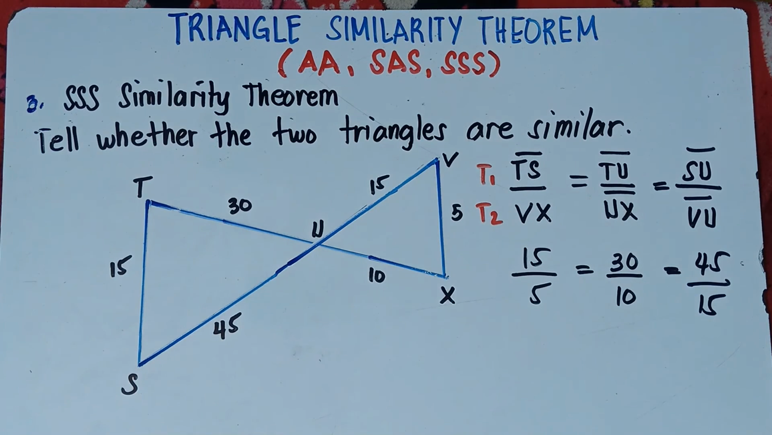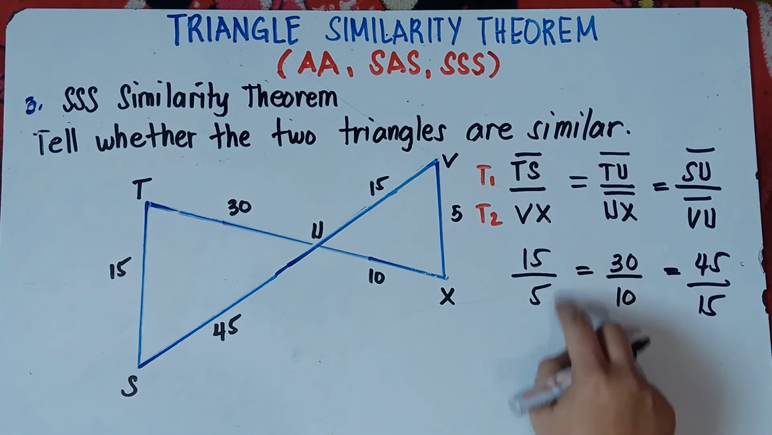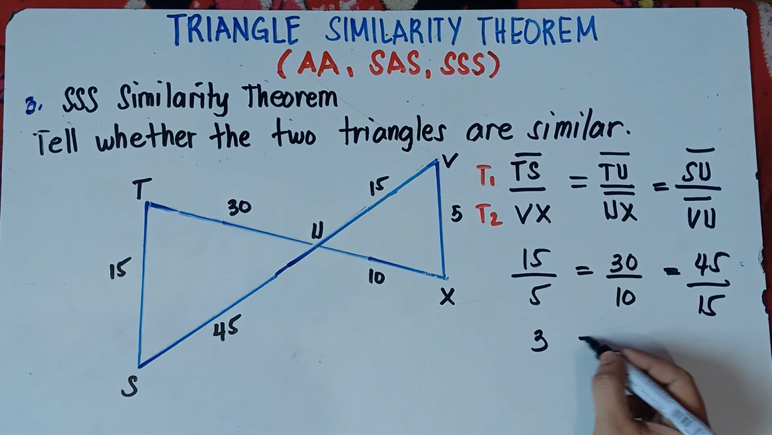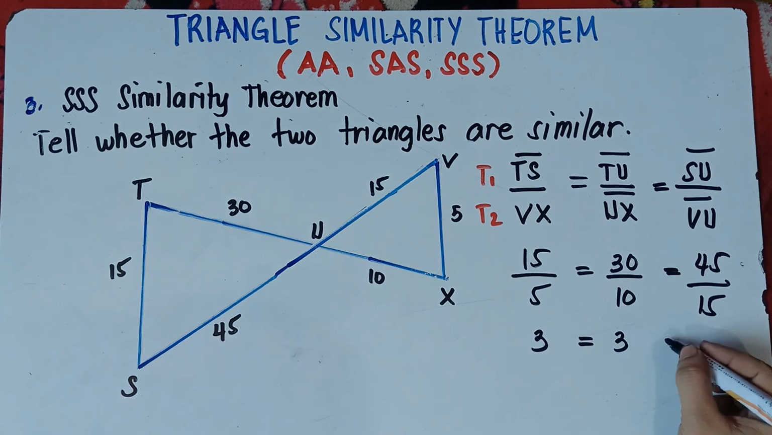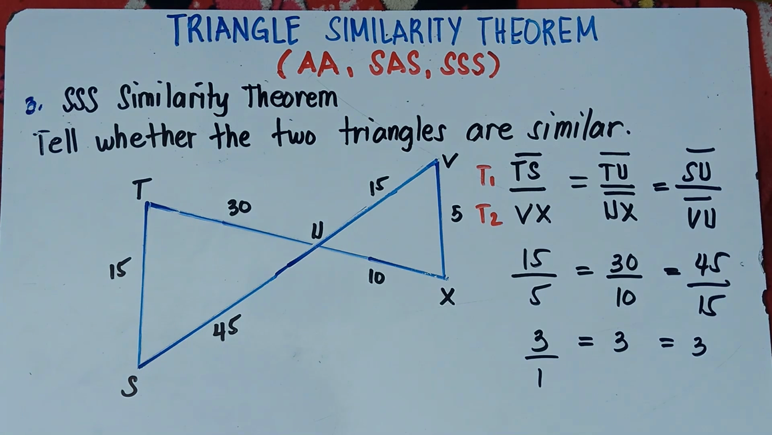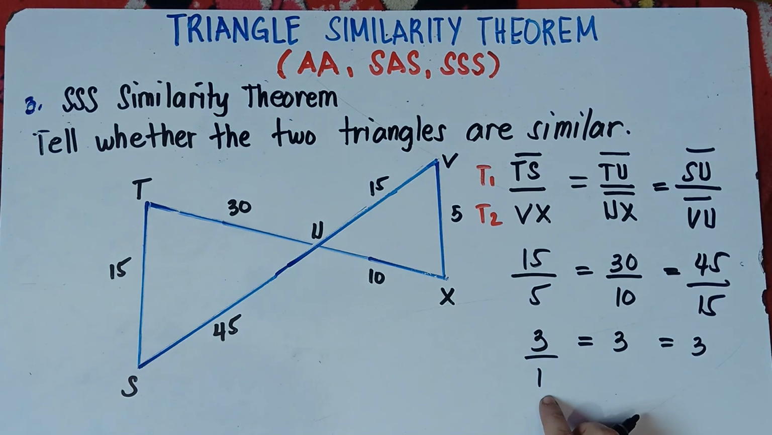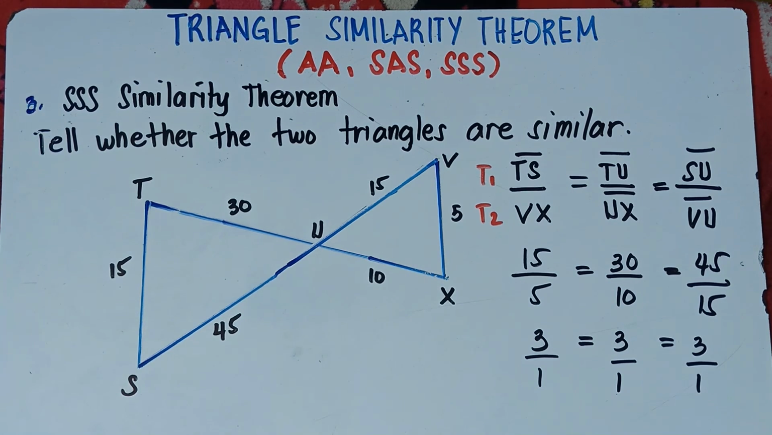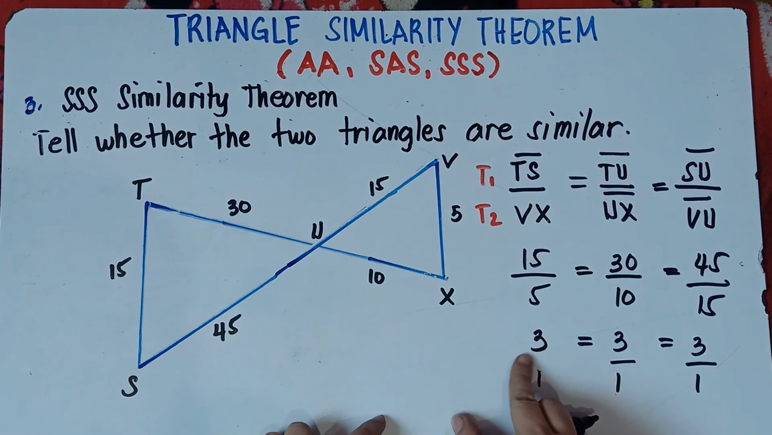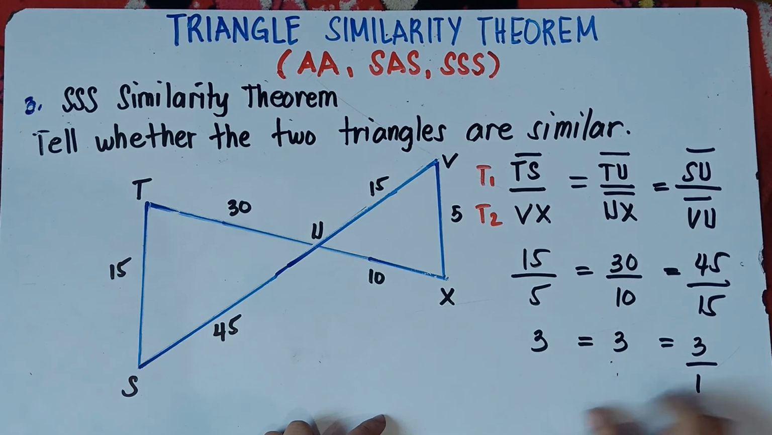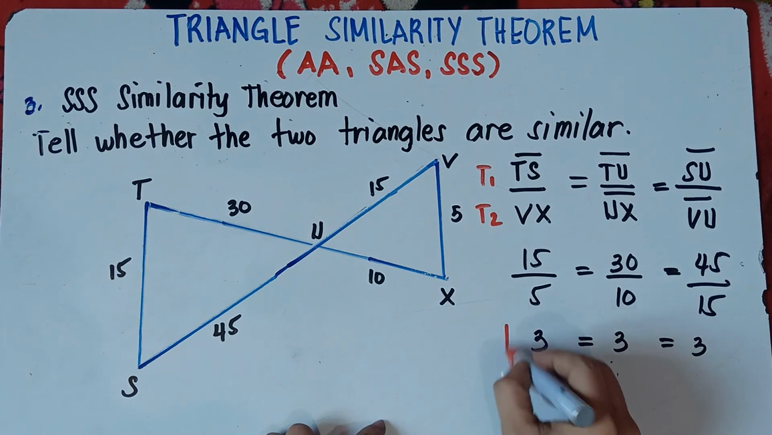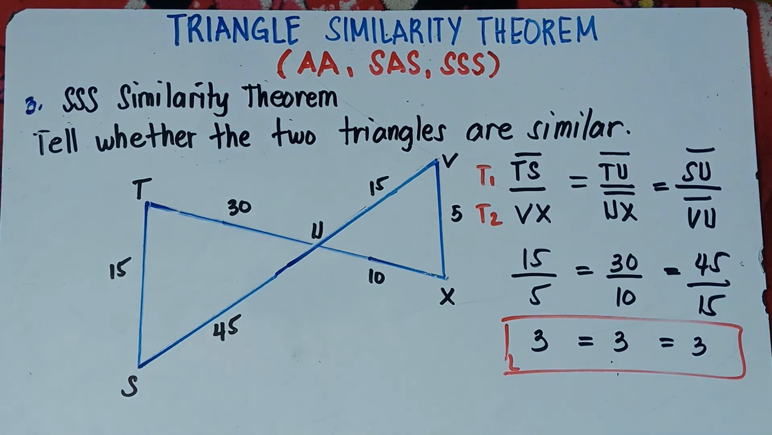So check, can we divide 15 by 5? Yep. This will be 3, is equal to 30 divided by 10, that is 3, is equal to 45 divided by 15, that is 3. So you can write 3:1 for the ratio. 15 divided by 5 is 3, and 5 divided by 5 is 1. So they have the same answer for the ratio, 3:1. Therefore, these two triangles are similar.